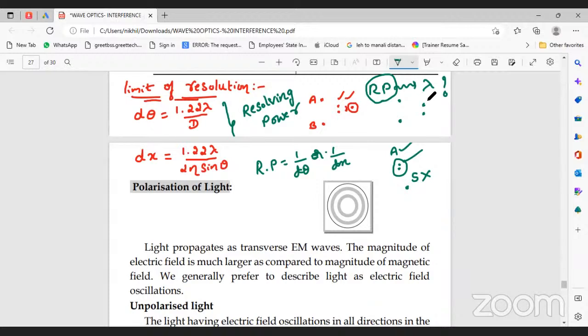Because you can see the limit of resolution. That limit of resolution is directly proportional to what? Wavelength. Wavelength, sir. So, resolving power and limit of resolution are inversely proportional, right? Yes, sir. So, definitely this has to imply what? Sir, they're inversely proportional.